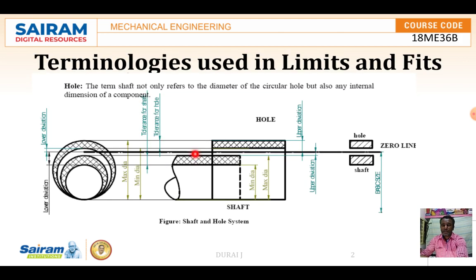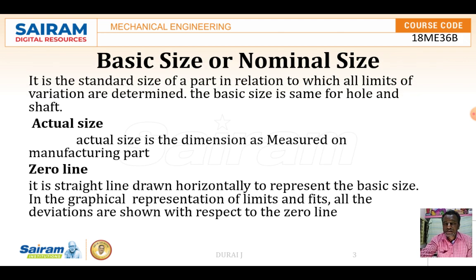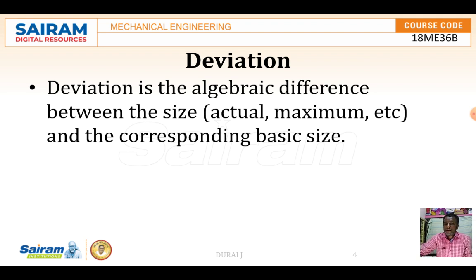Okay, so for shaft, minimum is the upper deviation, maximum is the lower deviation. Okay, so these are all the deviations. These are all the things you can call deviations. That means the distance from the basic size to the upper limit is called upper deviation. Basic size to the lower limit is called lower deviation. So deviation means the algebraic difference between the size and the corresponding basic size.